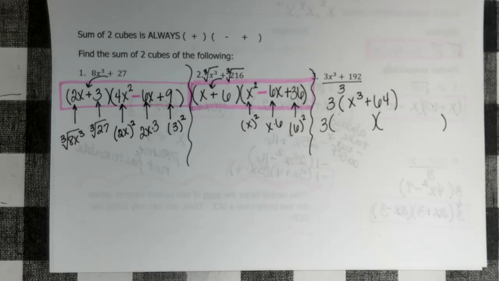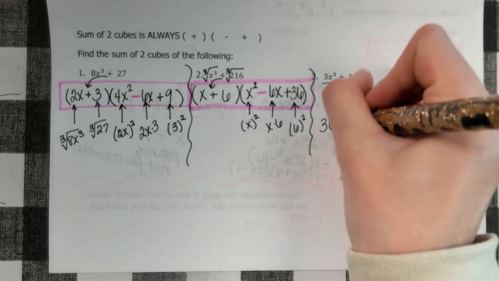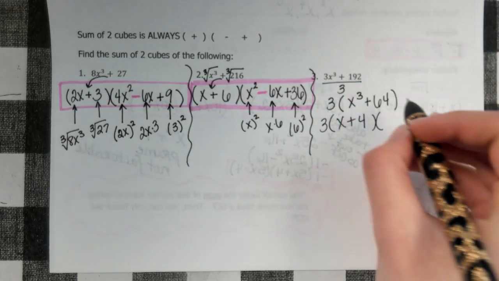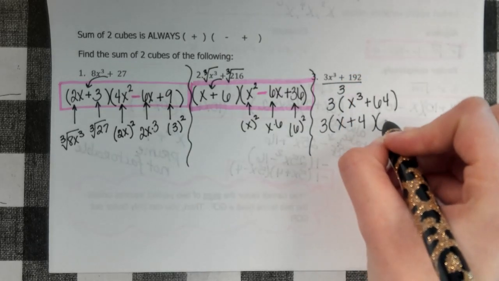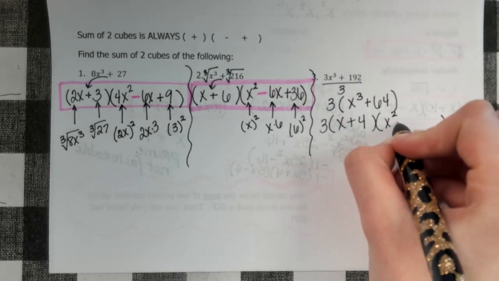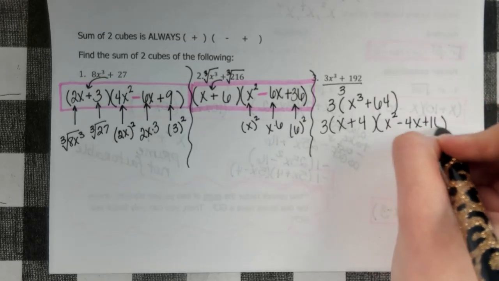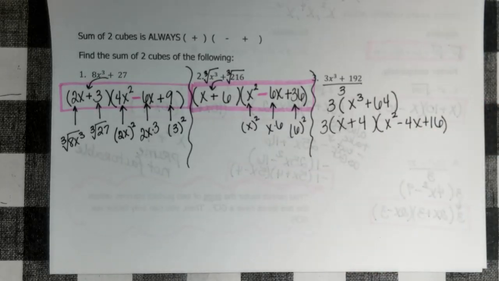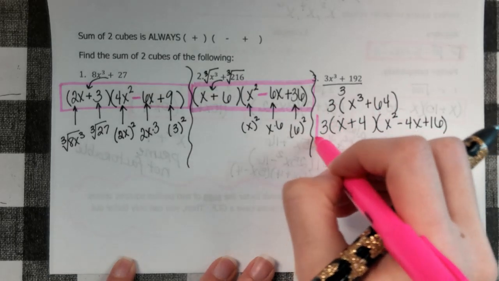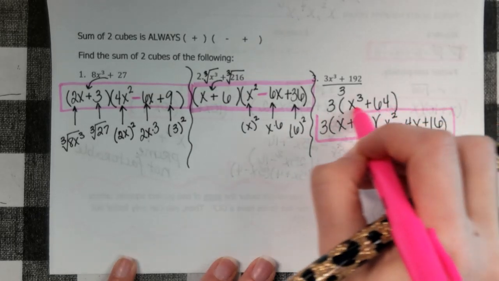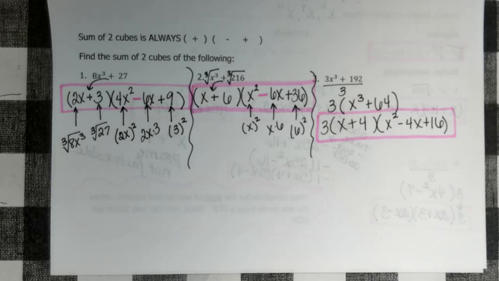Okay, when you factor that, what is your binomial? X plus 4. And then your trinomial should be X squared minus 4x plus 16. How's that do? Good? Okay. So you have to be careful with that. Do y'all understand the formula? Okay. We have questions?